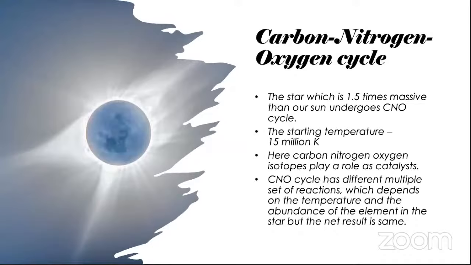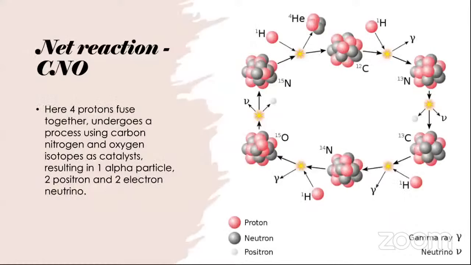Inside the CNO cycle, there are multiple sets of reactions. These are all based on the temperature and abundance of the elements. But however the temperature is, the net reaction will be the same: hydrogen becomes helium. So here, four protons fuse together, using the nitrogen, oxygen and carbon isotopes as catalysts, resulting in one alpha particle, two positrons and two electron neutrinos.